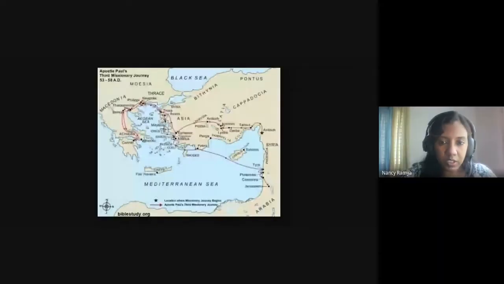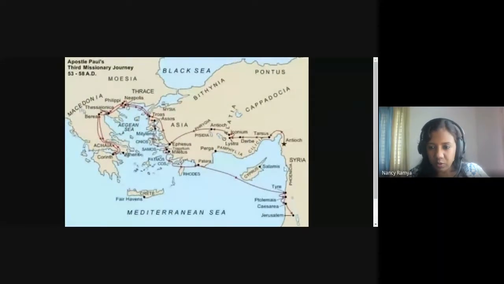Just thought I would show the third missionary journey once again, just to bring clarity in this matter, because I think I was probably a little mixed up myself. So let me clarify that first, and then we will proceed. Okay, so we're looking at the map of the third missionary journey here. Just wanted to clarify because I got a little confused.